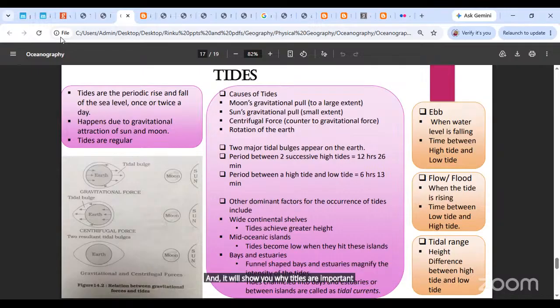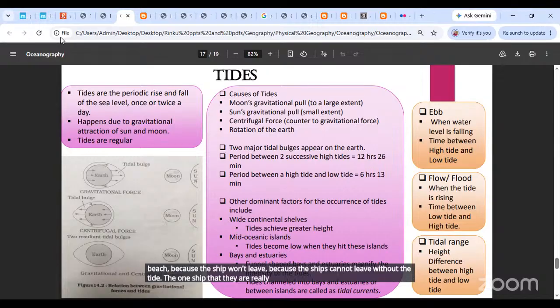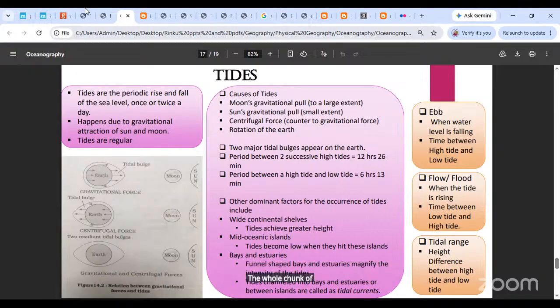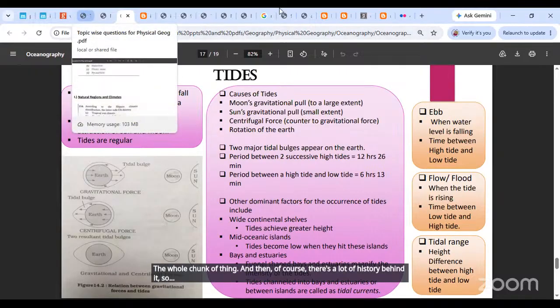For a major part of the movie, you will realize that some few characters are just stuck on that beach because the ship won't leave. The ships cannot leave without the tide. The one ship that they are really banking on cannot leave without the tides coming in. Until the high tides come in, they cannot leave. That will also remind you of why that coast is important, the whole Dunkirk thing. And of course, there's a lot of history behind it. So that's a good movie to watch.